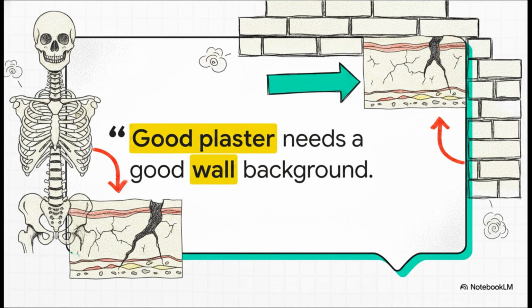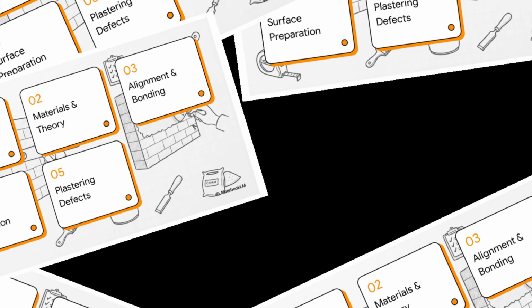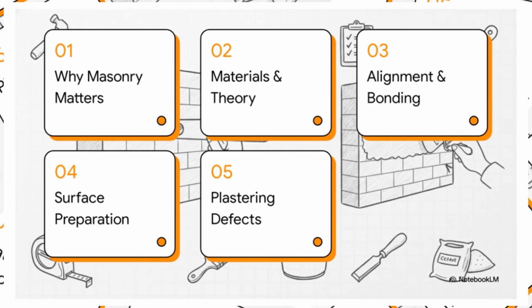Right off the bat, we need to completely crush a very common site misconception. Here is the golden rule of execution. Plastering is absolutely not some magic finishing activity meant to hide rough or poor blockwork. Think of plaster as just a final skin. If the skeleton underneath your masonry is weak, uneven, or out of plumb, well, that plaster is literally guaranteed to fail.